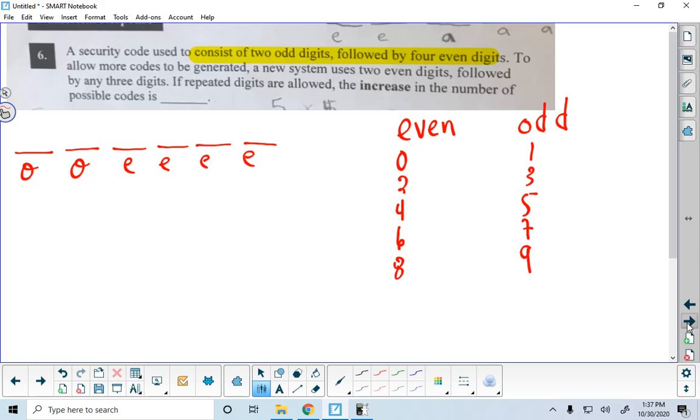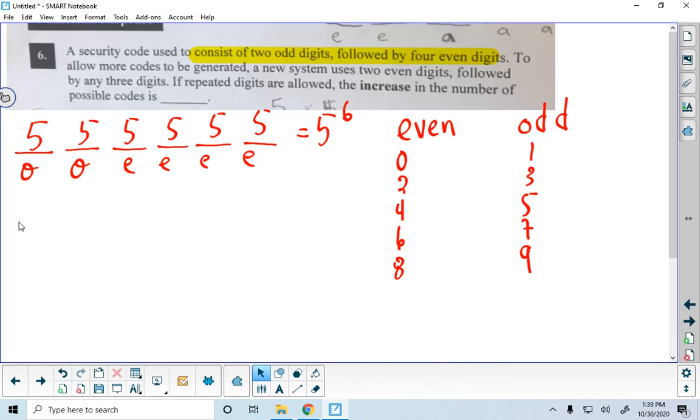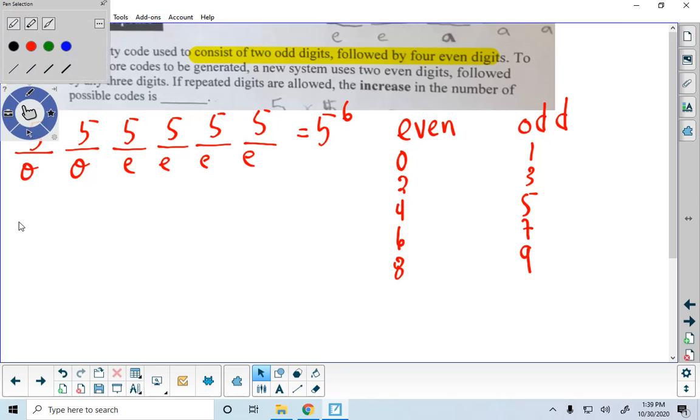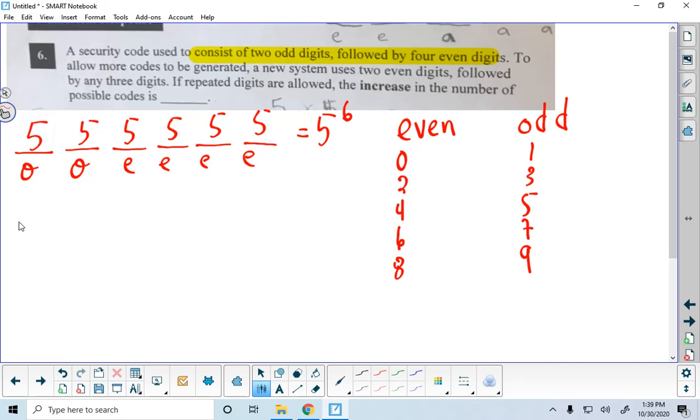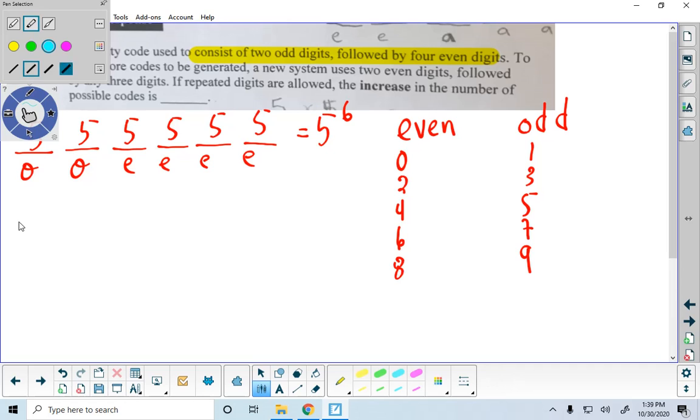And what we're going to have is 5 odds to choose from, 5 odds to choose from, 5 even, 5 even, 5 even, 5 even. And that's going to give us 5 raised to the power of 6. And I'm really not too interested right now in what that number is. Now, in the new system, it's slightly different. In the new system, you can have any 2 even digits. So I'll highlight the new system in blue.